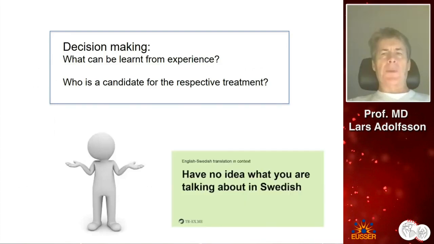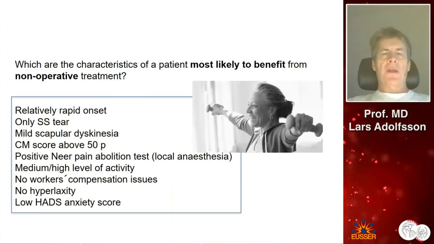Biased by my own experience, local tradition, and a few other things, I would like to summarize this. The patients that are most likely to benefit from non-operative treatment are those with relatively short duration, a small tear, and a reasonable Constant-Murley score to start with. And they also usually respond well to subacromial local anesthesia and a steroid injection.